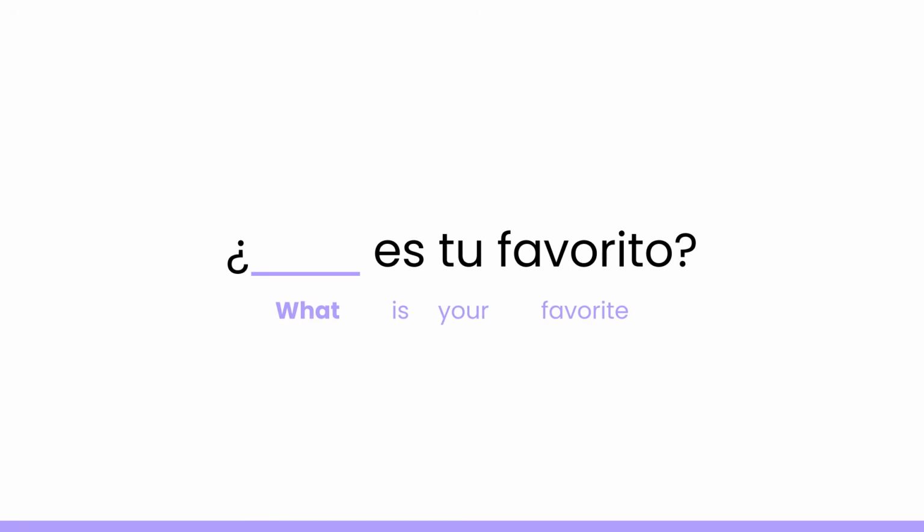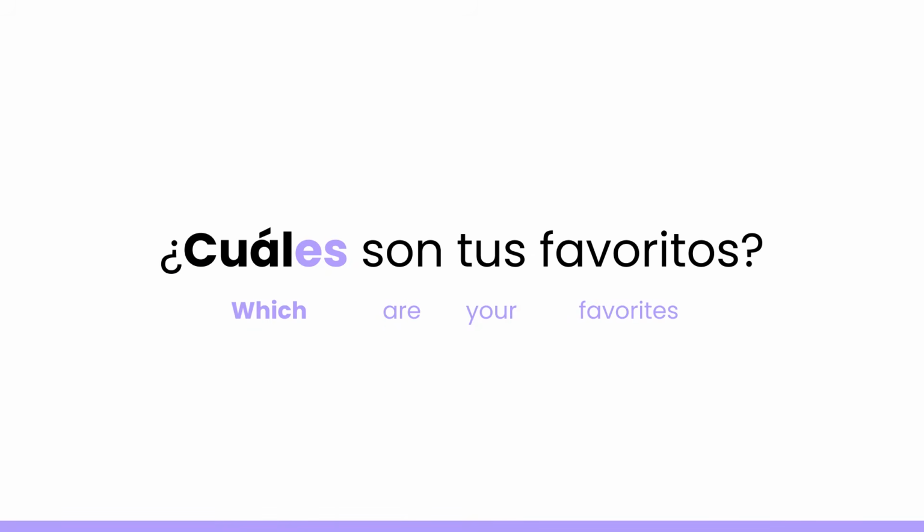So for our example sentence, we have ¿Es tu favorito? which is your favorite? ¿Es tu favorito? Of course becomes ¿Cuál es tu favorito? What is your favorite? Or if you want to turn this into plural, so ¿cuál es tu favorito? What is your favorite? Now becomes which are your favorites? And this becomes ¿Cuáles son tus favoritos? Which are your favorites?